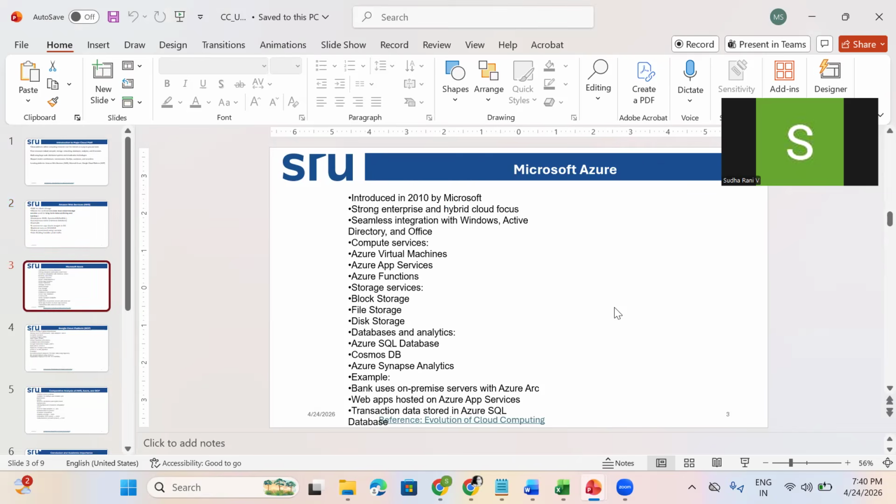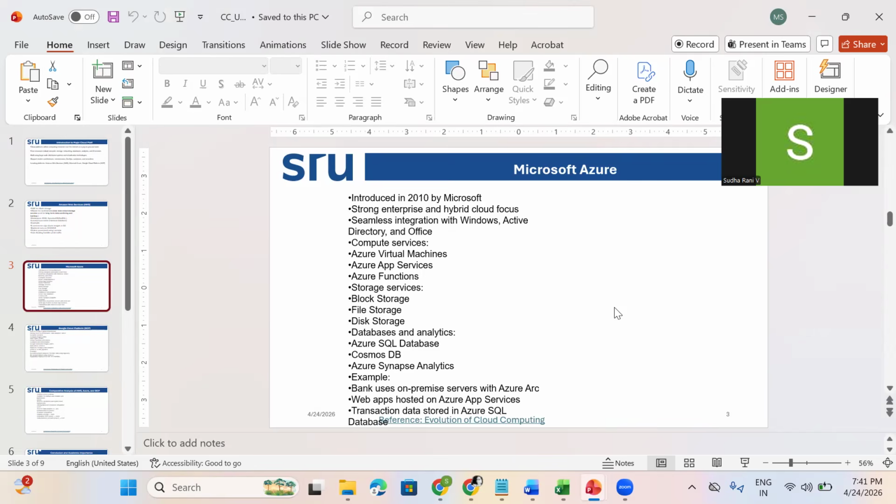Next, coming to Microsoft Azure. Microsoft Azure was introduced in the year 2010 by Microsoft. It has a strong enterprise and hybrid cloud focus, with seamless integration with Windows, Active Directory, and Office. And what are the compute services? Azure Virtual Machines, Azure App Services, and Azure Functions.